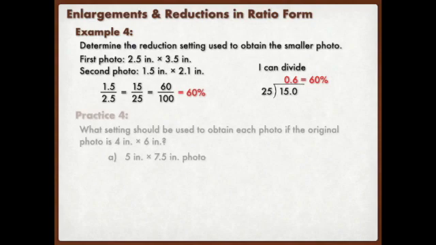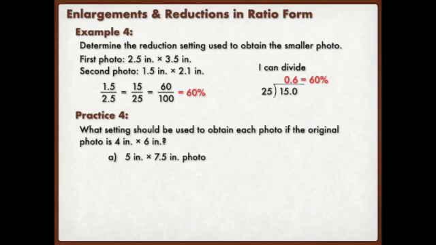Okay, let's go ahead and do some practice examples. What setting should be used to determine each photo if the original photo is 4 inches by 6 inches? Okay, so the focus here is I want to go 4 inches to 5 inches. So this is an enlargement, 4 inches to 5 inches, 6 inches to 7.5 inches. But here we're just going to focus on the first ratio, 4 and 5.